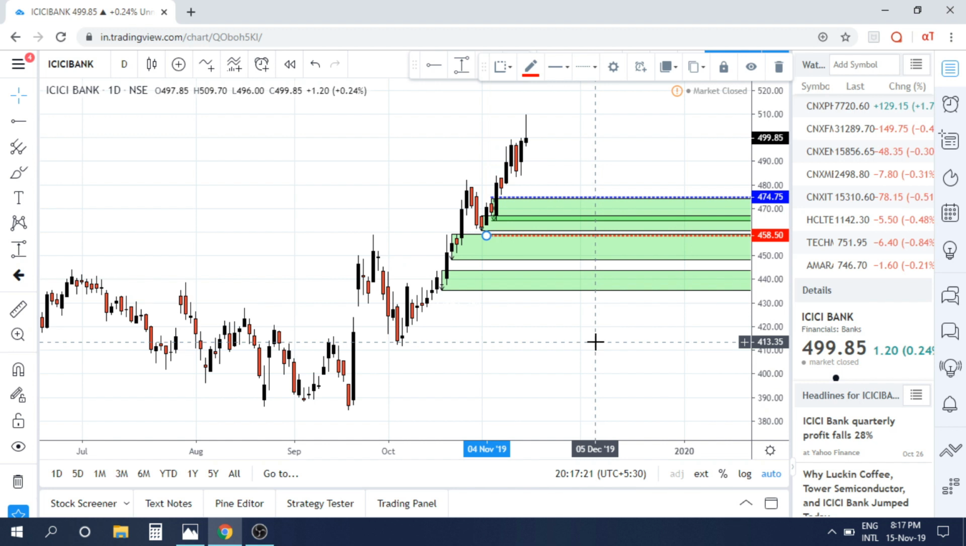Yep. So it's up to you which way you want to place the stop loss. I have mentioned both the merits and demerits of both the cases.